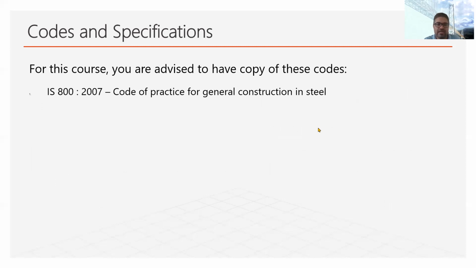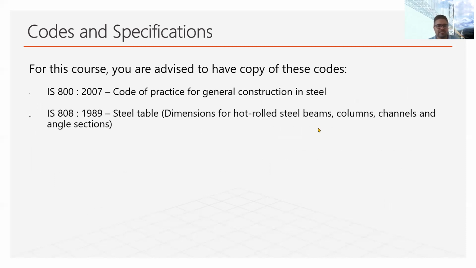Then along with that, another code, which in simple terms is also known as the steel table. This code gives us the dimensions of the steel sections available in the market. These steel sections can be in the form of I sections, L sections, or channel sections. All their dimensions, weights, and other parameters are given in this second code. So these two are the most important codes which we will be using in the design of steel structures.